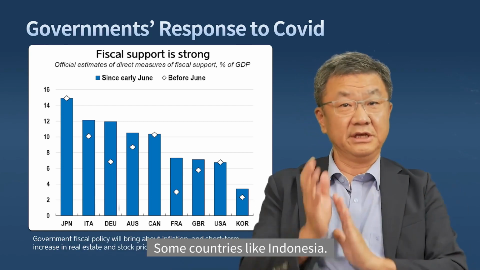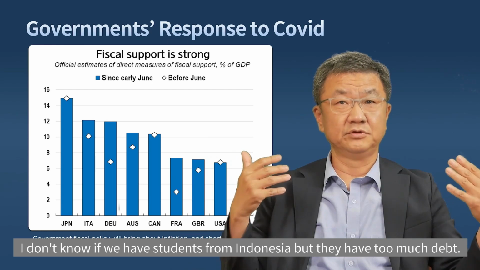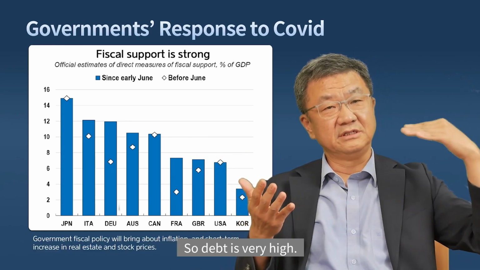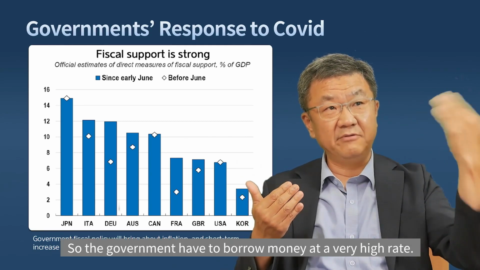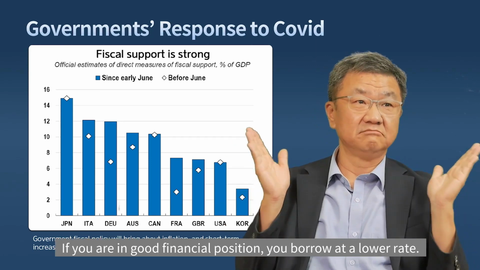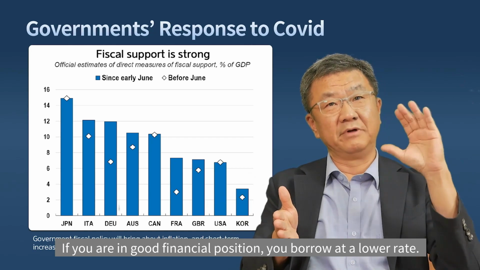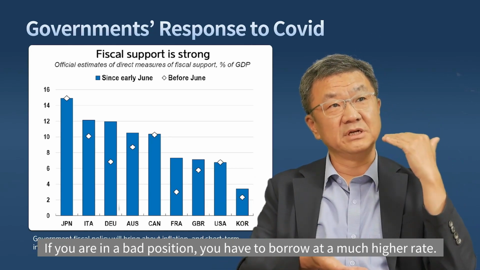Some countries like Indonesia, I don't know if we have some students from Indonesia, but they have too much debt because they want to boost the economy. So the debt is very high, so the government has to borrow money at a very high rate. Governments are just like people. If you are in a good financial position, you borrow at a lower rate. If you are in a bad position, you have to borrow at a much higher rate.